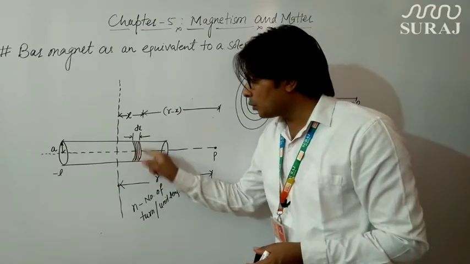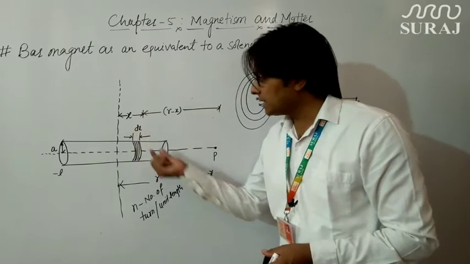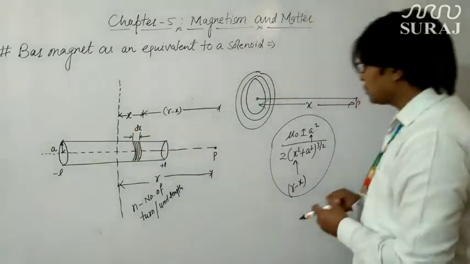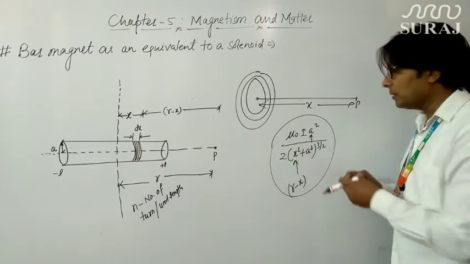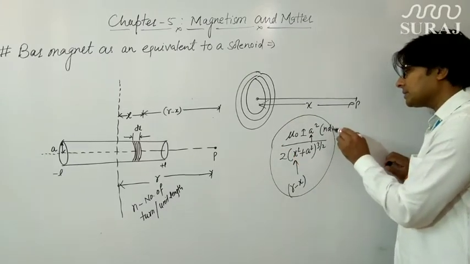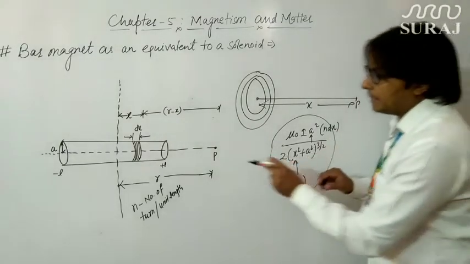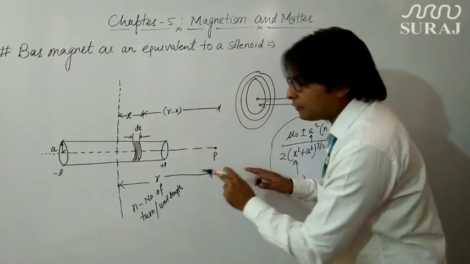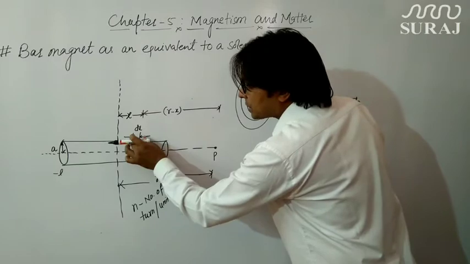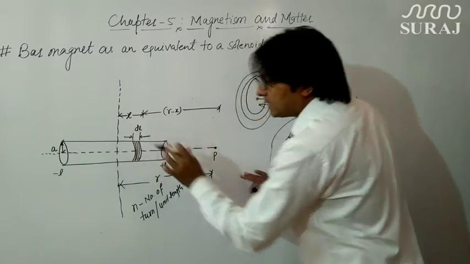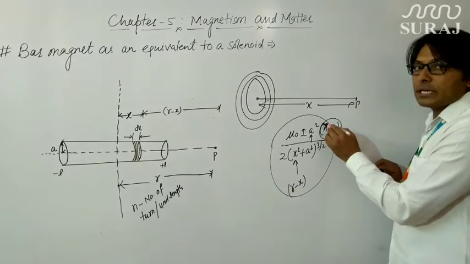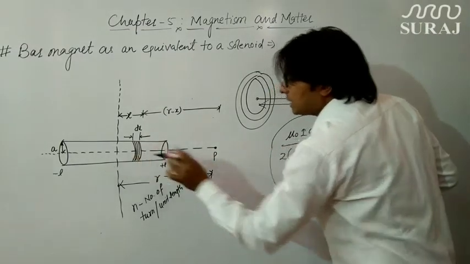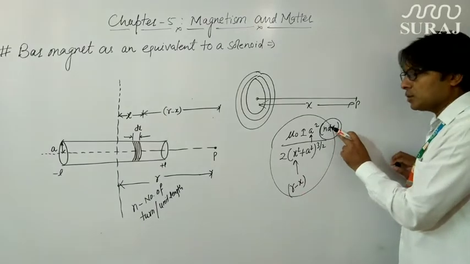No, the number of loops is n into dx in this differential length dx. So definitely we have to multiply this magnetic field by n into dx, because if we want to calculate the magnetic field at point P due to this much of length, then definitely we must multiply by the number of turns, and the number of turns in this differential length would be n into dx.